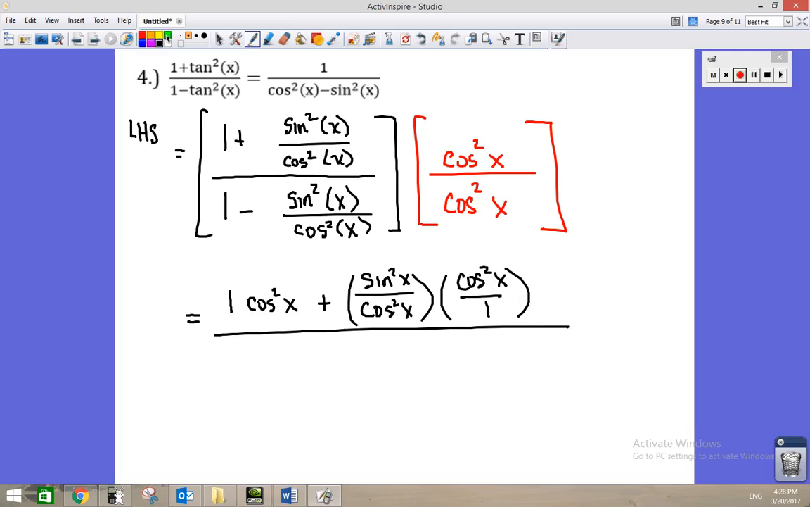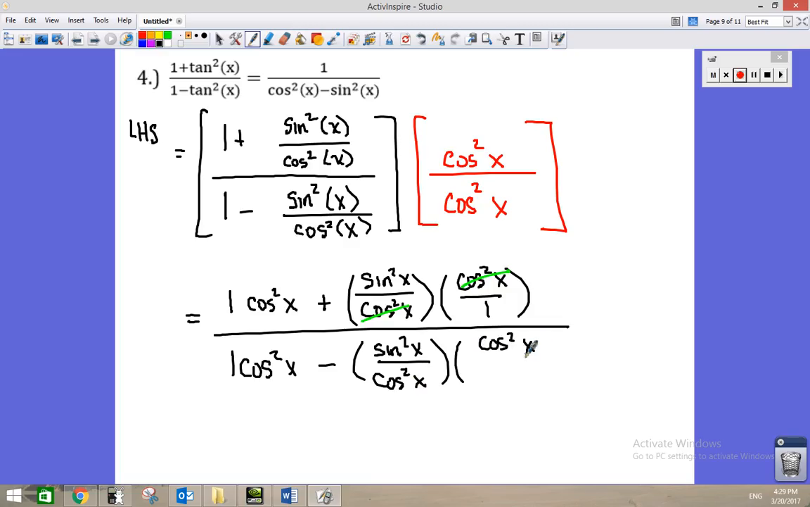This guy and this guy divide to 1. Now, let's come in and take cosine squared and multiply it times each term. When we multiply that times the first term, we just have 1 cosine squared of x. Now we have minus this fraction. It gets multiplied by the cosine squared of x.